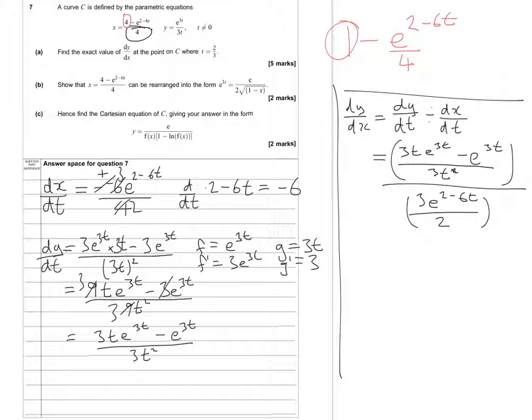Okay, so when I divide fractions I can flip it upside down and change it to times. So this is going to go to the numerator of the top fraction, and this is going to go to the denominator of the top fraction. So this is equal to 2 times 3t e to the 3t minus e to the 3t over 3t squared, 3e to the 2 minus 6t. And now I'm going to substitute in t equals 2/3.